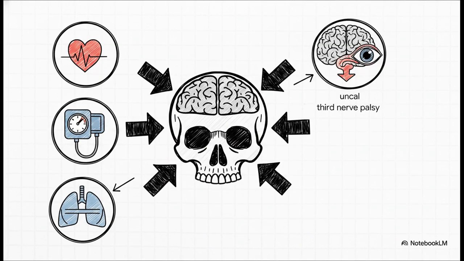Now, if that pressure gets critically high, it can start affecting the whole body. You might see something called Cushing's reflex. That's a really scary triad of high blood pressure, a slow heart rate, and weird breathing patterns. And why is this so scary? Because the ultimate fear with all this pressure is brain herniation. And the most common type, uncal herniation, shows up as a third nerve palsy that involves the pupil. That is a true lights and sirens neurological emergency.